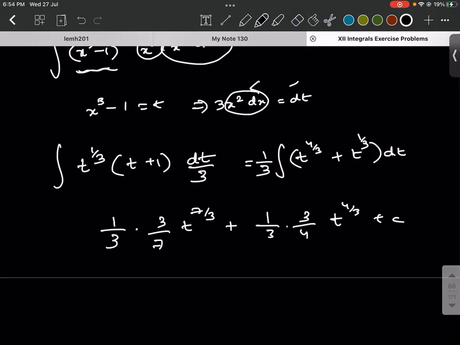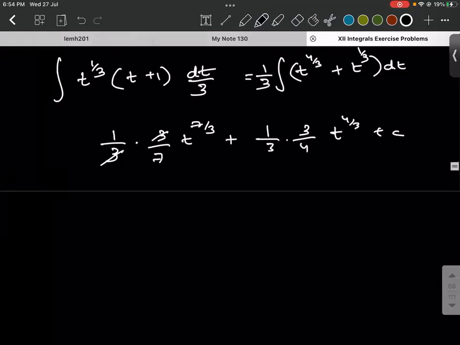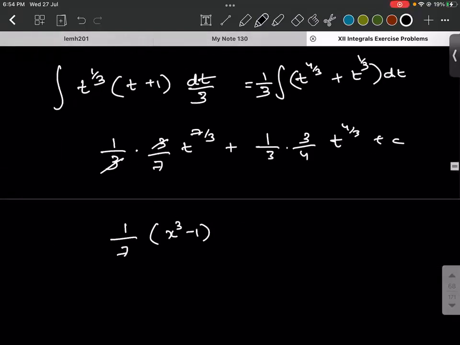Those who are able to understand, know the concept, proceed, don't wait for it. And one more thing, never forget to substitute back the original value. Don't leave the answer in terms of t. (x cube minus 1) power 7 by 3 plus 1 by 4 into (x cube minus 1) to the power of 4 by 3 plus c. The answer.